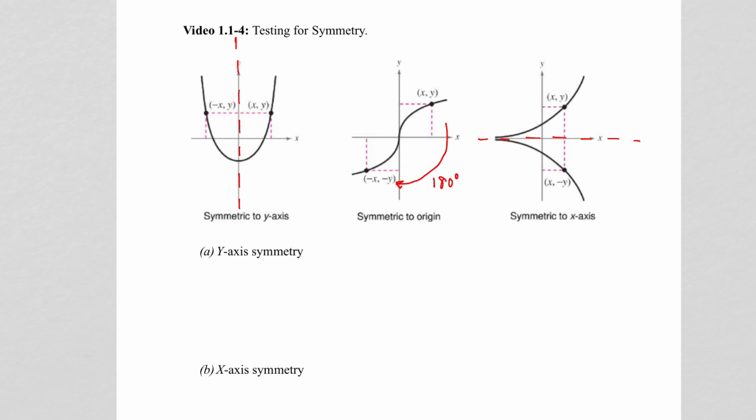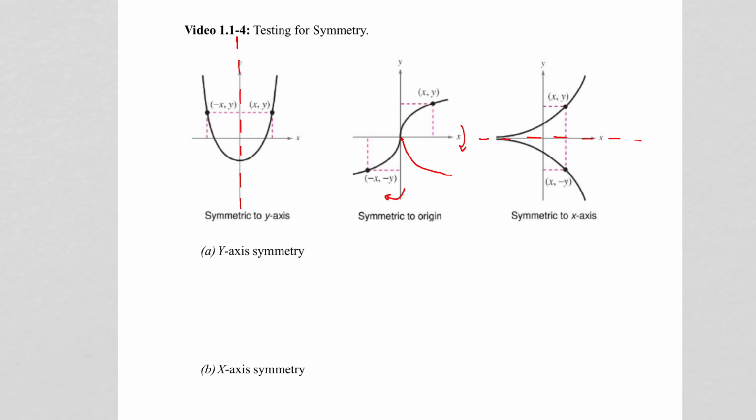So another way of thinking about this is if we take that graph and we reflect it over the x-axis. So over the x-axis it would land here. And then we reflect it over the y-axis, then it will land on itself. So it either has 180 degree rotational symmetry, or if we reflect it over both the x and the y-axis, it will land on itself. And that's what's called origin symmetry.